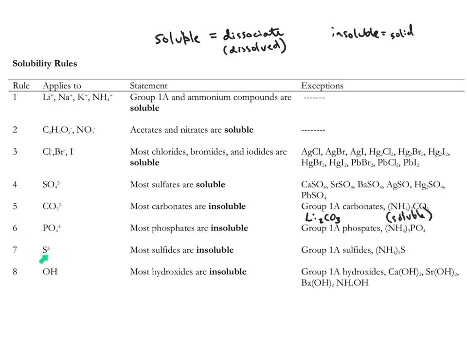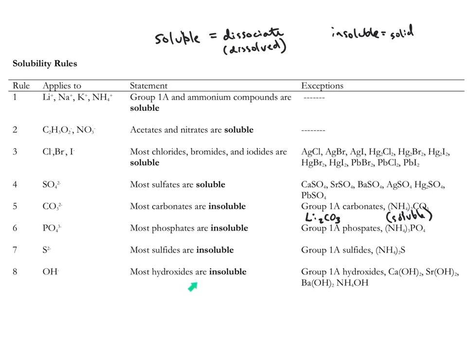Sulfides, so sulfide ion, most of those are insoluble. Exceptions are 1A metals and ammonium. So if we're seeing a pattern here of exceptions to the rules for the insoluble part of the rules, they're all basically just referring back to that rule 1 and telling you that one's taking precedence over everything.